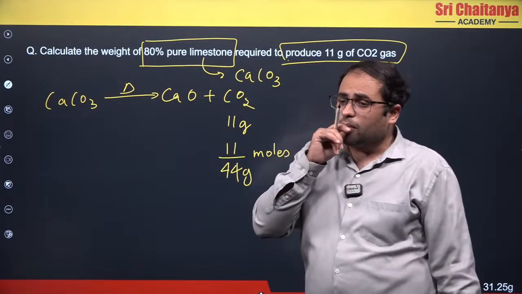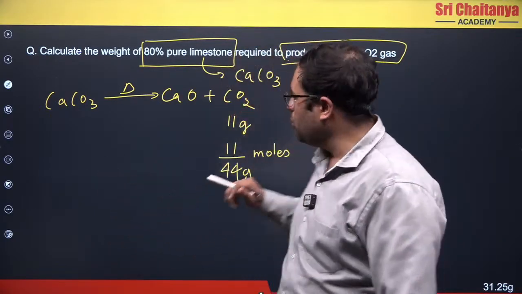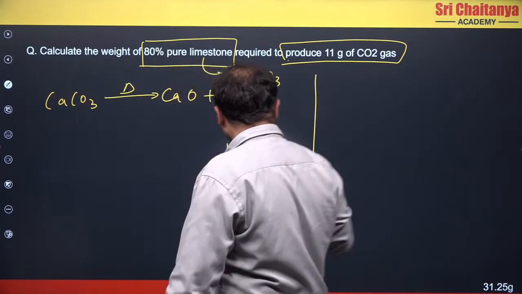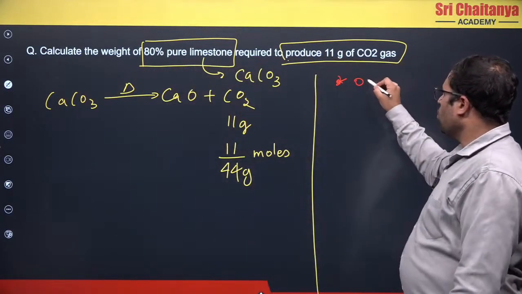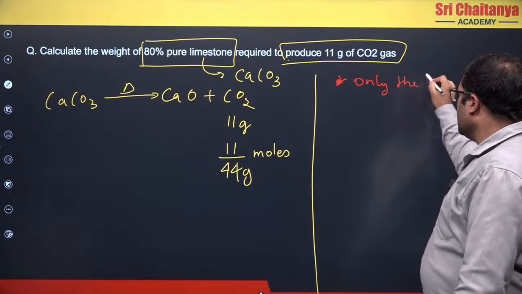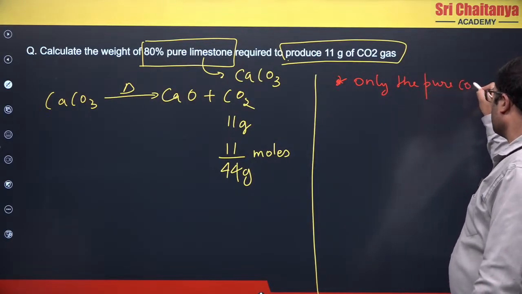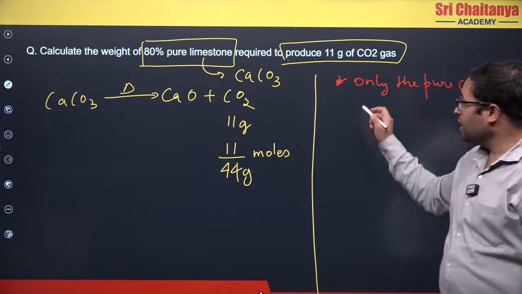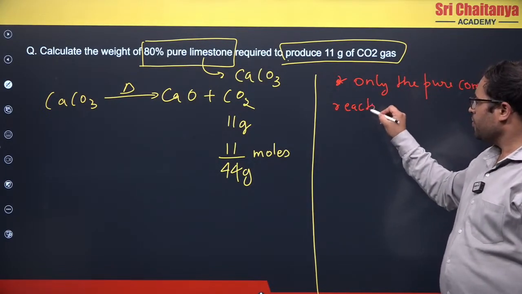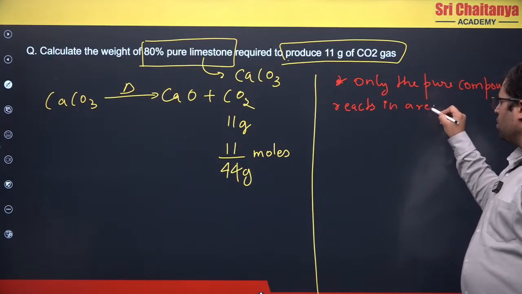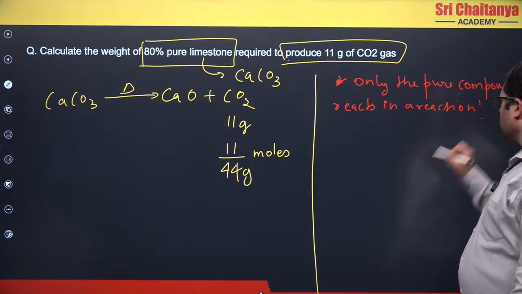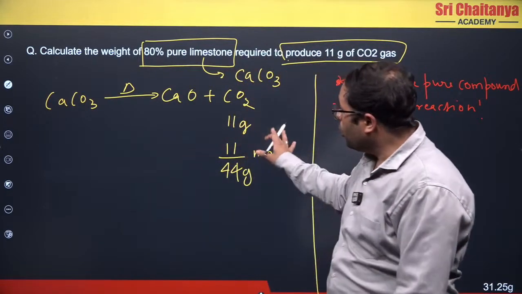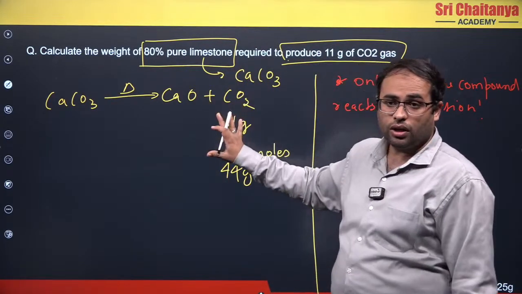Now the mantra here is, when you have a percentage purity problem, which I did not tell you yet: only the pure compound reacts in a reaction, right? Only the pure compound reacts. So only the pure compound will give you this carbon dioxide.